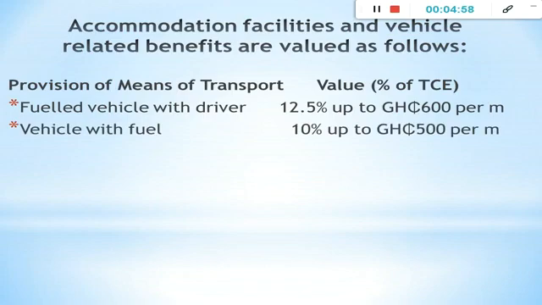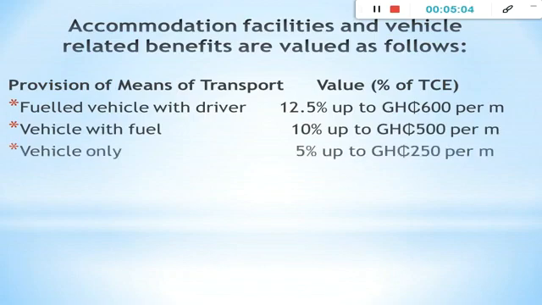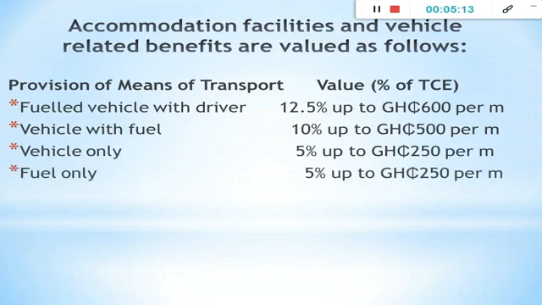Then in case it's a vehicle with fuel, it's 10% of the total cash emolument, and the amount should not exceed 500 per month. And vehicle only is 5% up to 250 per month. Then we have fuel only, which is 5% up to 250 per month.